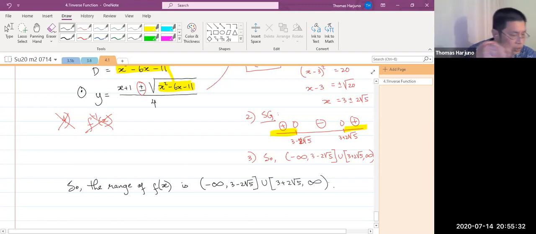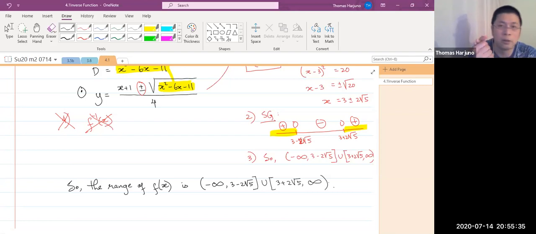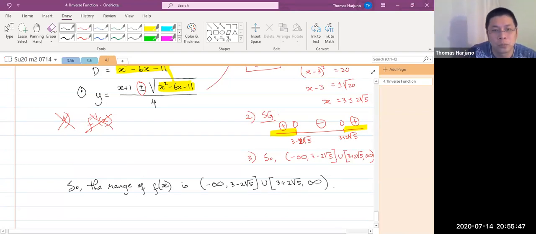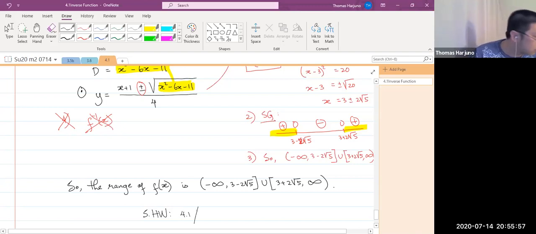Now, you don't see this kind of question in the book, so you need to actually try to find this kind of question in my old test. Suggested homework from 4.1, number 1 to number 47.